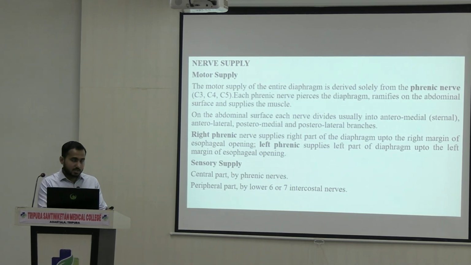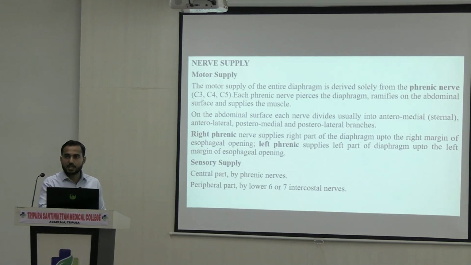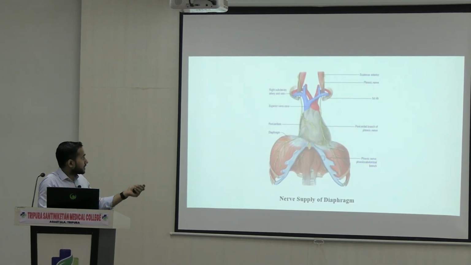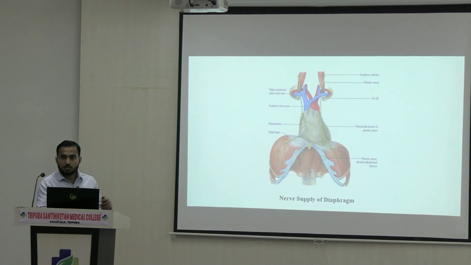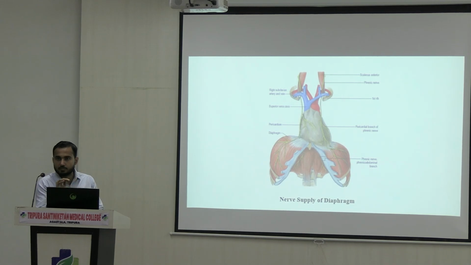Next, as I said, there is a twist. There is an additional nerve supply to the diaphragm. Here you can see the right phrenic nerve and the left phrenic nerve, which are supplying the diaphragm. The phrenic nerves also supply the pericardium, and some part of the crura, the diaphragmatic crura, mediastinal crura. Already you have studied. So this is the diagram showing the nerve supply of the diaphragm.